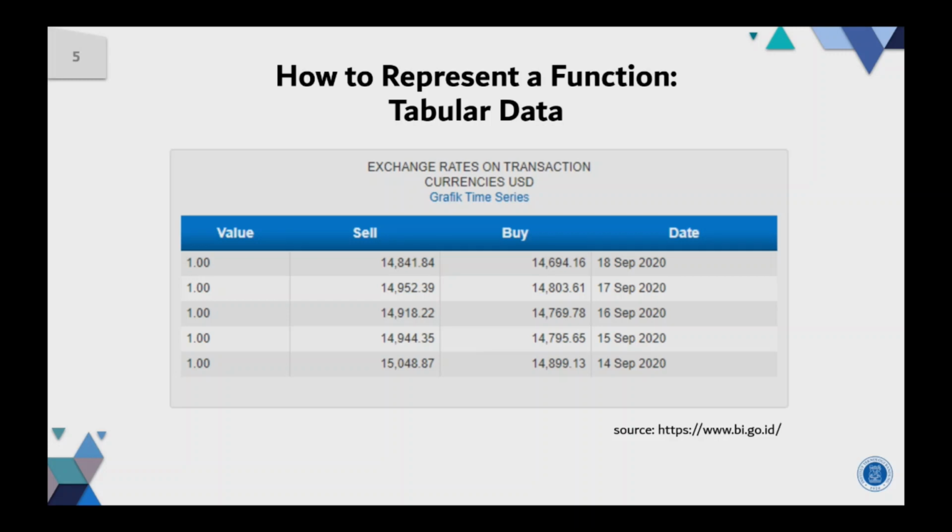Now we will move to the second way to represent a function, which is by using tabular data. This is data that I took from the Bank of Indonesia website. It's about the exchange rates on transaction of US dollar to Indonesian rupiah. So here we have the date, the date that we will use as the domain.